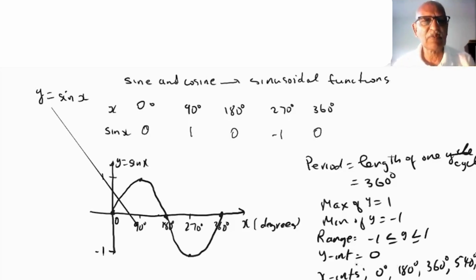So the domain will always be all values of x, or real numbers, depending. If it is limited to 360, we say up to 360. So the domain in this case will be from 0 to 360 on this chart: 0 degrees less than or equal to x, less than or equal to 360. Or if it is open for many cycles, x belongs to all real numbers.